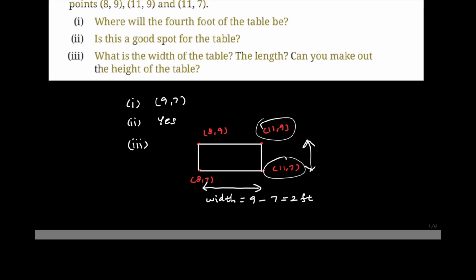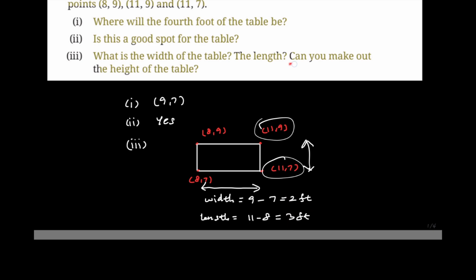Actually this is the length of the table, the horizontal line is the length of the table. So to find the length of the table, find the difference between the x coordinate values. The x coordinates are 11 minus 8. So the subtraction of these two is 3 feet.